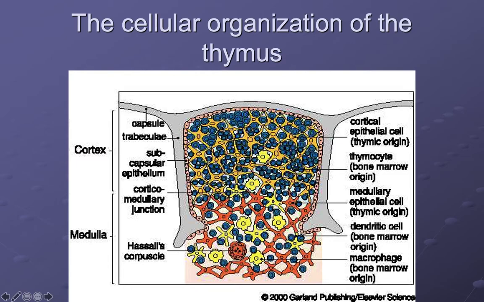Inner cortical epithelial cells. Then we also have, of course, the medullary epithelial cells, and then the Hassall's corpuscles. Now, aside from the epithelial reticular cells, of course, we have to describe as well the highlight cells within the thymus, which are the lymphocytes. Let's begin with the medulla region first.